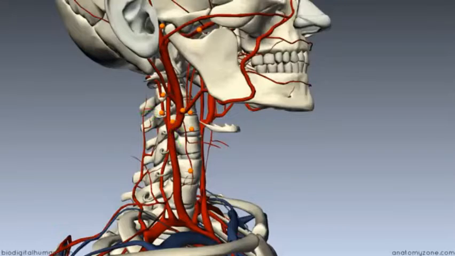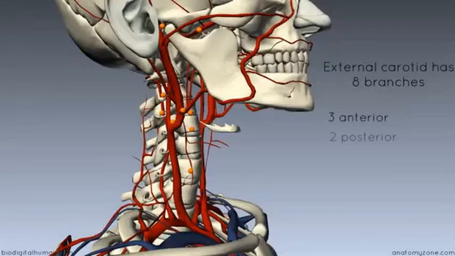So the carotid system supplies all the structures in the head and neck. The internal carotid artery doesn't have any branches in the neck, but the external carotid has 8 branches. You've got anterior branches, posterior branches, terminal branches, and one medial branch. We'll take a look at these various branches.